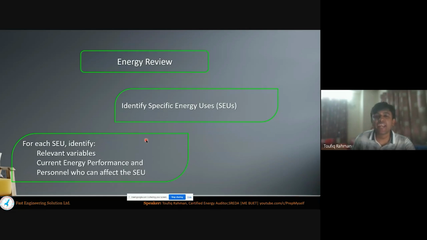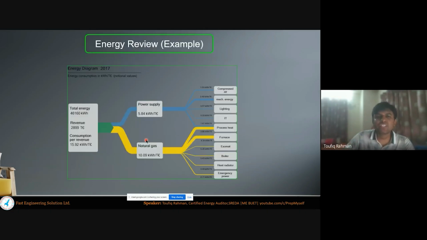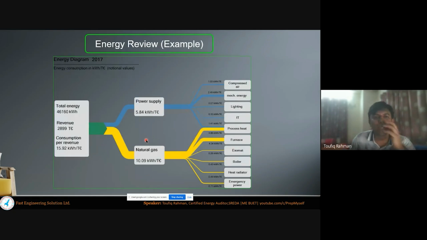We can correlate and improve the energy efficiency. In the energy review system, future energy uses of that equipment will be identified, so that we can know what the target will be. So in the energy review, we have an energy efficiency target, as well as some processes: the compressed air system, mechanical energy, lighting, ITs, and so on.